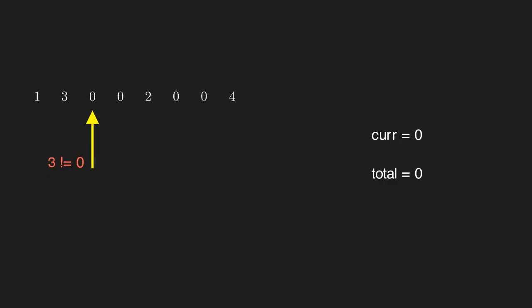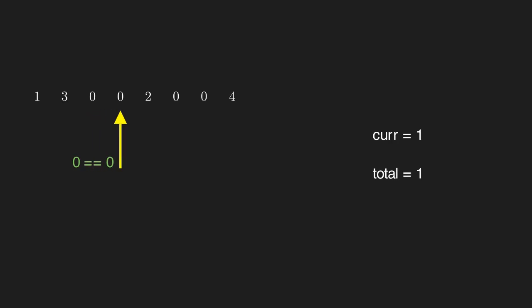At index 2, we encounter our first 0. The condition number equals 0 is now true. First, we increment current_zeros by 1, so current_zeros becomes 1. This signifies we have a 0 block of length 1 ending here. Next, we add this current_zeros value to total_subarrays. Total_subarrays becomes 0 plus 1, which equals 1. We've counted the subarray consisting of just this 0.